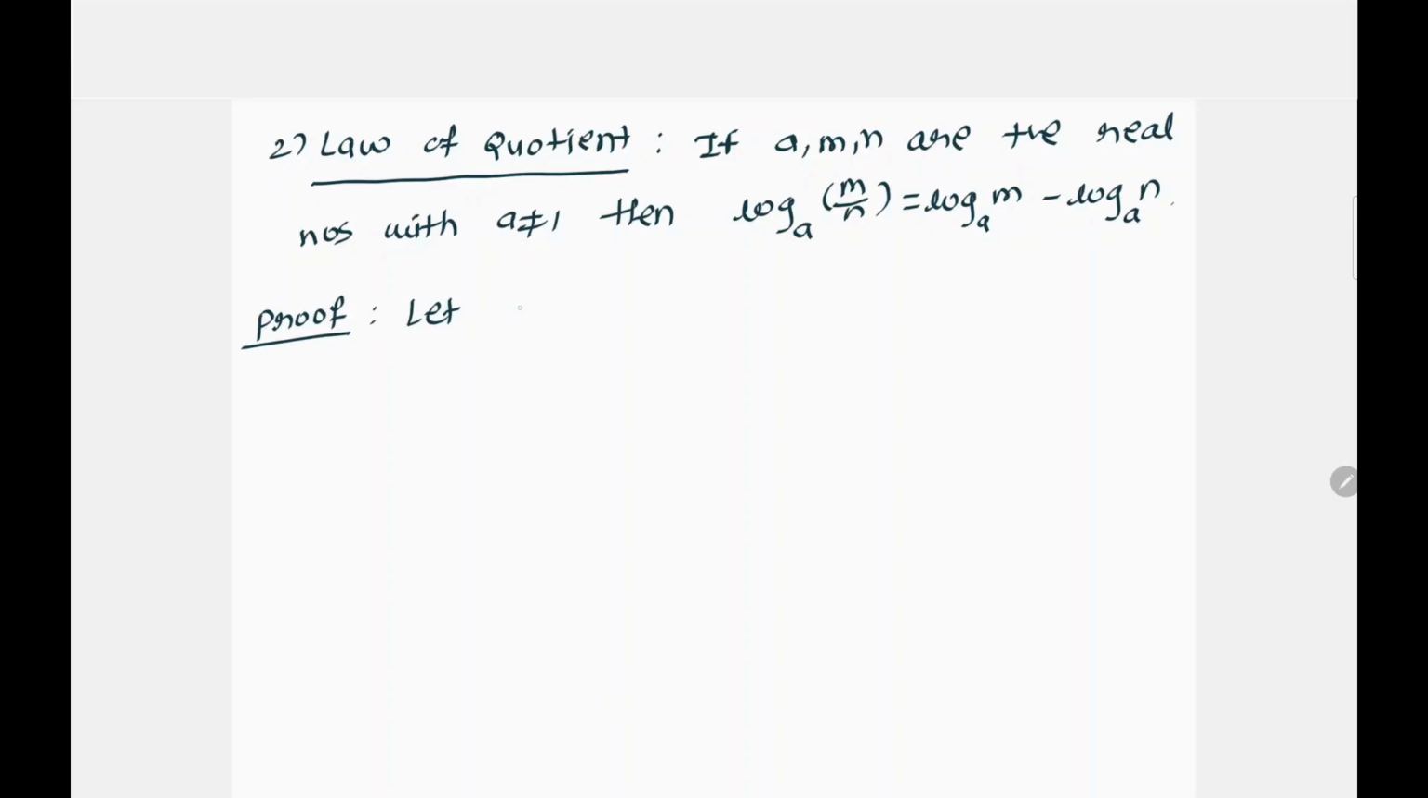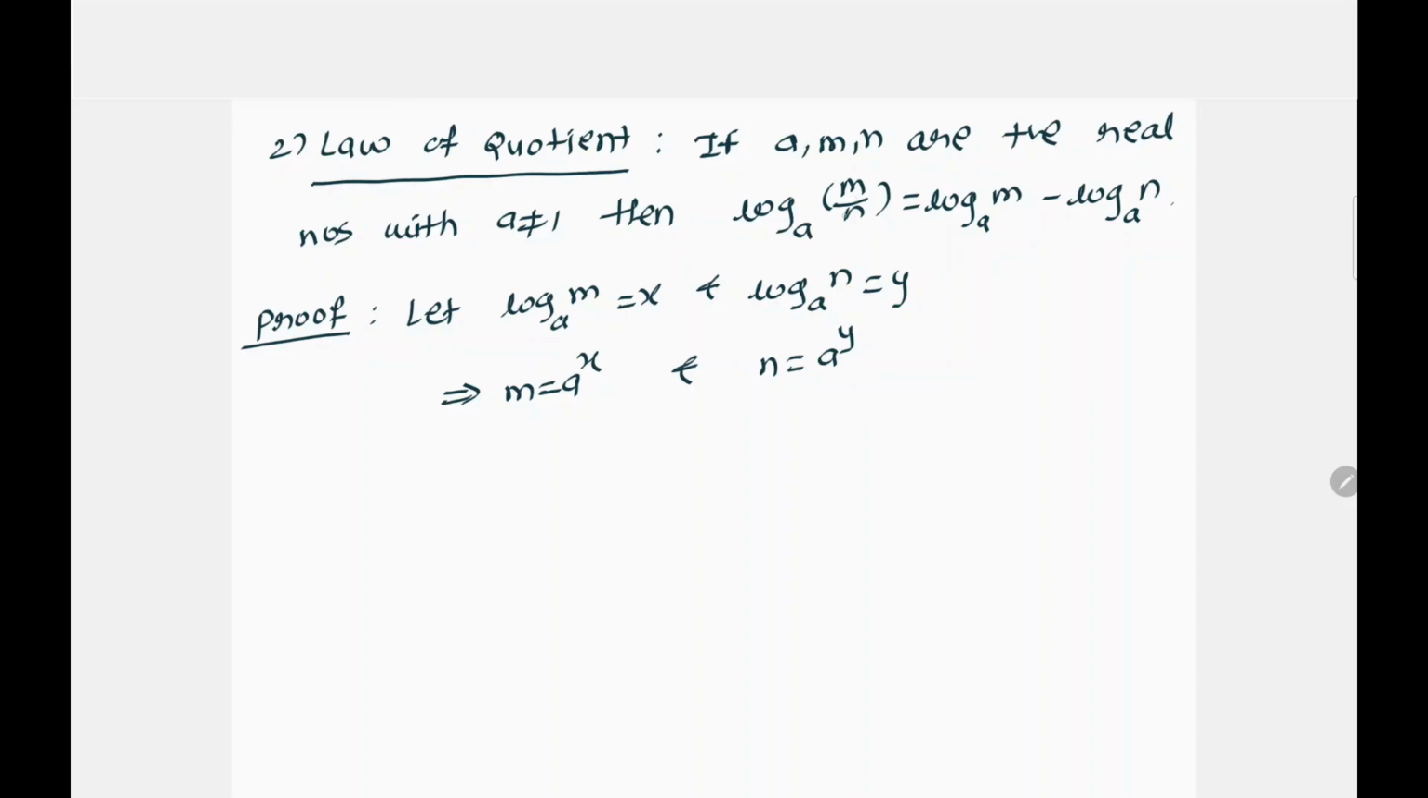Again, let log m to the base A is equal to x and log n to the base A is equal to y, as we considered in the law of product. So the exponential form of this is nothing but m is equal to a raised to x and n is equal to a raised to y.